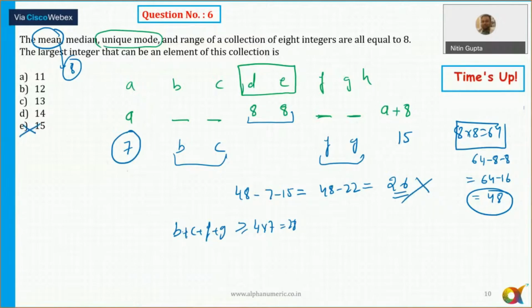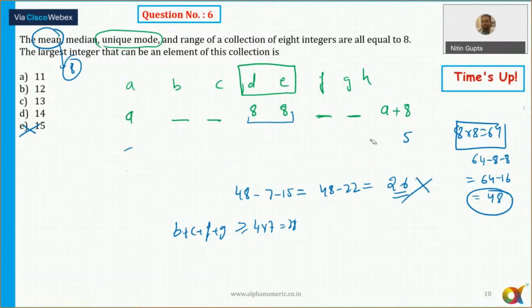Is that clear to all of you? That 15 is not possible at all? Because if you are taking 15, then the sum of the remaining 4 integers in the middle has to be minimum 28. Not possible. Let's take the next case here. If I take the next case, what is going to happen in that case?